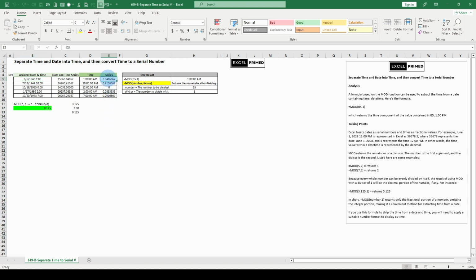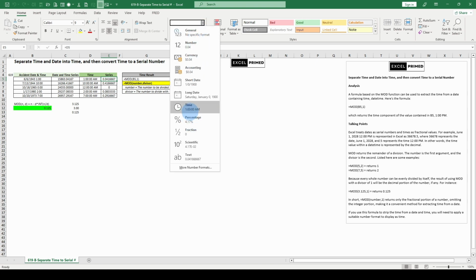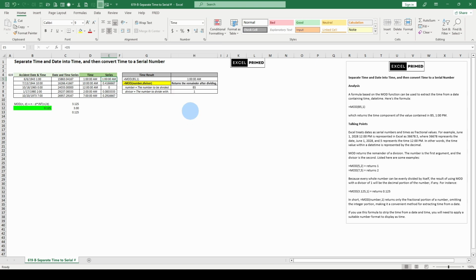If I go in, just for simplicity, just go time, it better be 1 o'clock. And voila. How does that work? 1 a.m. is going to be 1/24th of a day, which equals 1 divided by 24, which is 0.04. That's how Excel works, okay? They take a 24-hour period and they break it down. 10 a.m. is going to be 10/24ths.